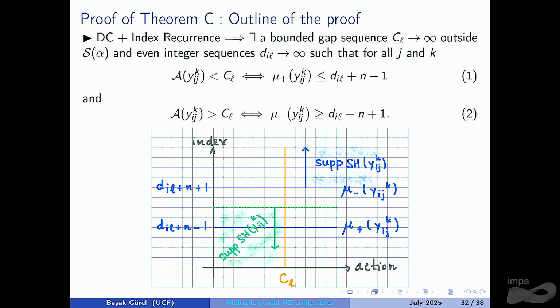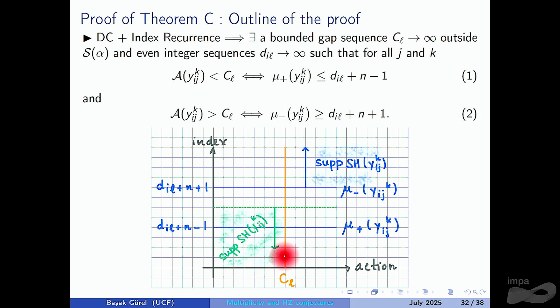So now I'm almost done. So when you combine the index recurrence theorem together with the dynamical convexity, the index recurrence theorem in the way that is proved in this paper, namely which has the action controls and the frequency controls of the index recurrence events, it will tell you, and this is where the action control comes into the picture, that there is a bounded gap sequence outside the spectrum, and even integer sequences d_l, such that for all j and k, you have, remember this y_ijk is my bookkeeping in these orbits, in these clusters and so on.